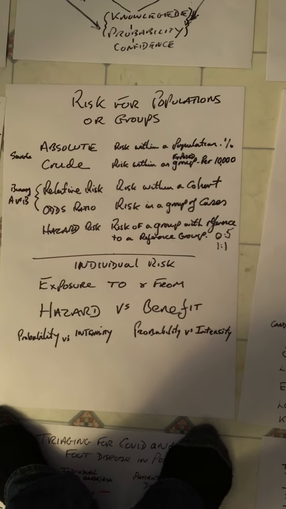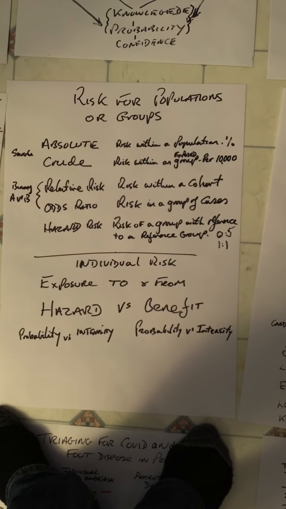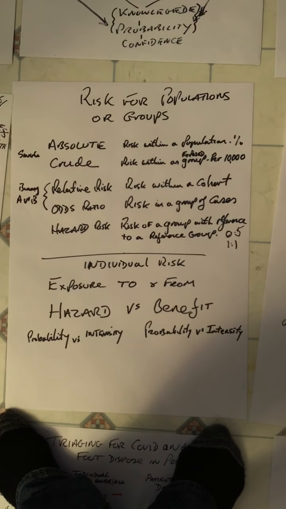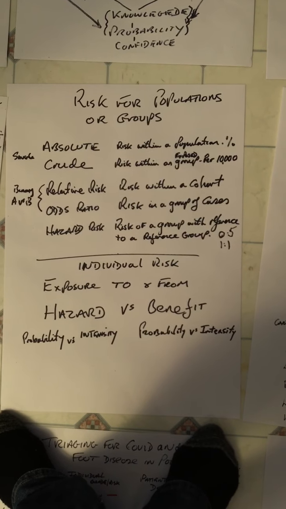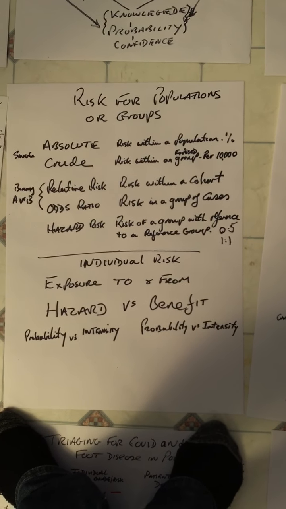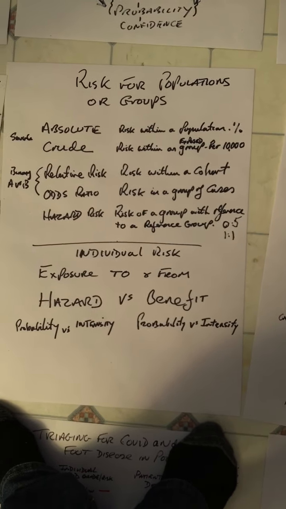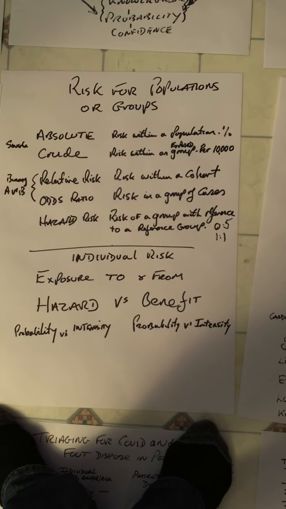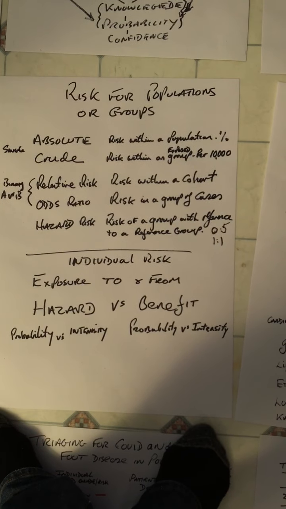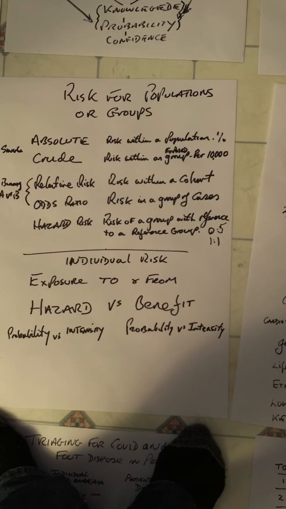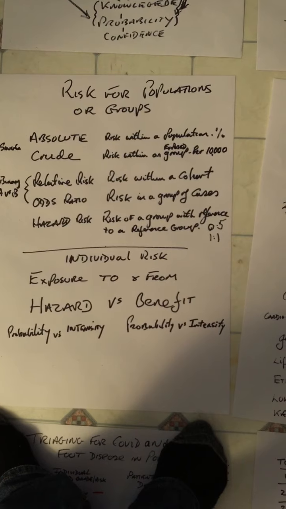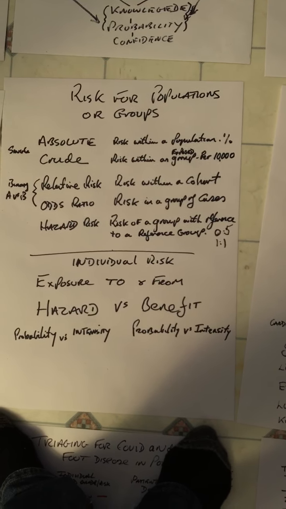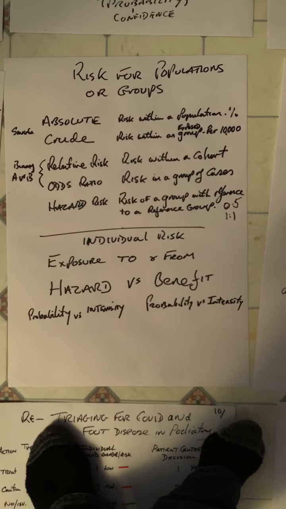So what I did was I looked at how risk is characterised in the literature, and it's often put down as absolute, crude, relative, or odds ratio, or hazard risk. We often see that. So the absolute and the crude are very similar in that they're just a person's risk within a population or a section of a population. It's usually out of 10,000. So what's your risk within 10,000? It might be 5 in 10,000. Whereas within a population, you might have a 5% risk or something, or a 1% risk, or 0.5% risk, anything like that.